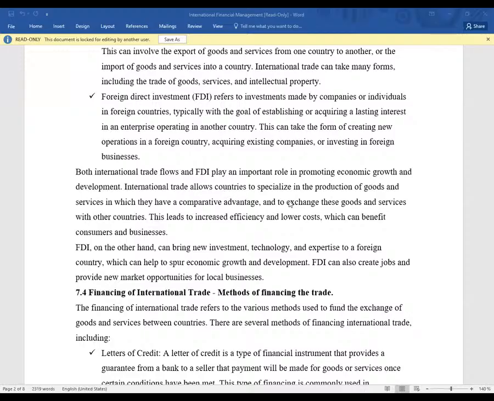International trade allows countries to specialize in the production of goods and services in which they have a comparative advantage, and to exchange these goods and services with other countries. This leads to increased efficiency and lower costs, which can benefit consumers and businesses. FDI, on the other hand, can bring in new investment. There's a time they asked us the advantages of FDI. FDI can bring in new investment, technology, because now they are coming here, and expertise to a foreign country, which can help to spur economic growth and development. FDI can also create jobs and provide new market opportunities for local businesses.